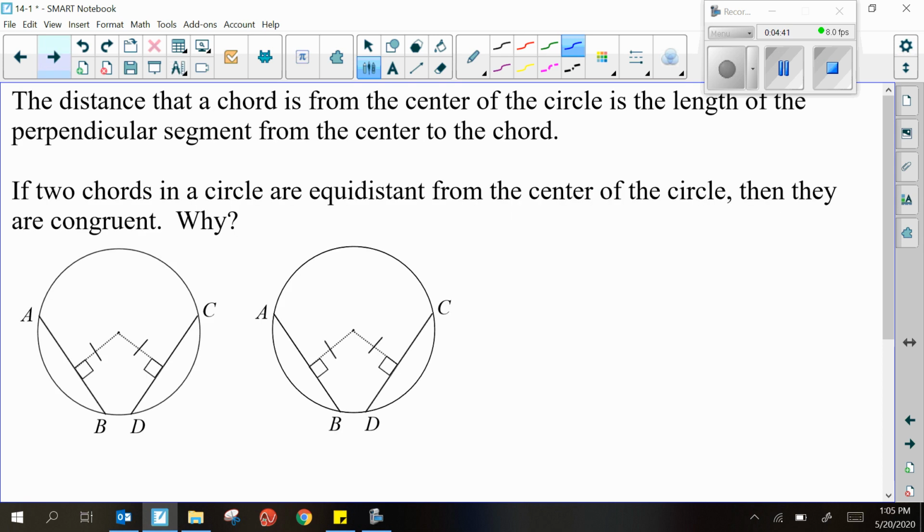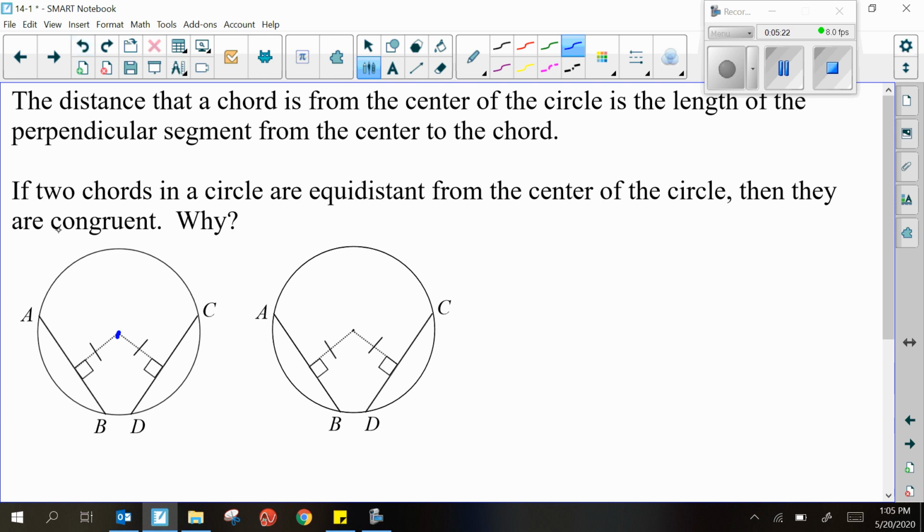Okay, next. This is something that you should know already about distances: the distance that a chord is from the center of the circle is the length of the perpendicular segment from the center to the chord. That's just reminding us, anytime we talk about distance, it has to be a distance that's perpendicular. So I'm looking over at this picture down here, and the distance from the center of the circle that I'm doing right now in blue, that distance to chord AB, has to be perpendicular. I couldn't draw this line right here and say that's the distance. Nope, that would just be another segment. Anytime I use the word distance, it has to be perpendicular.